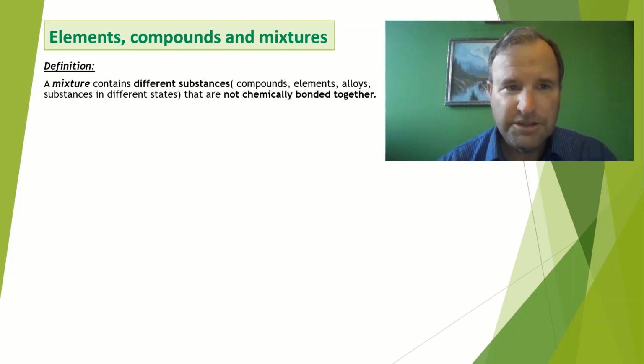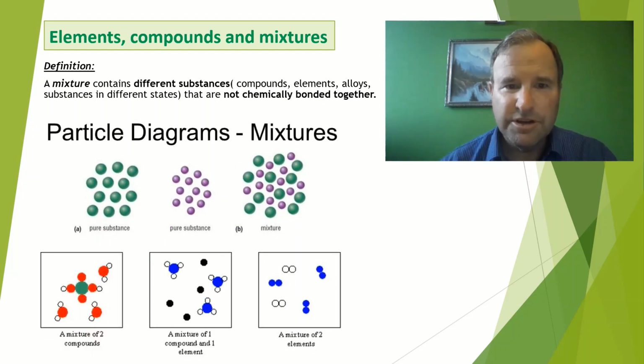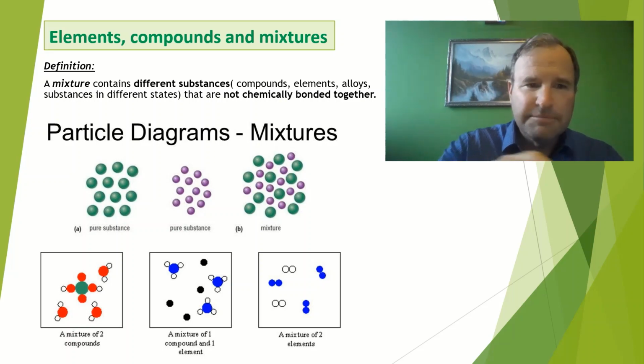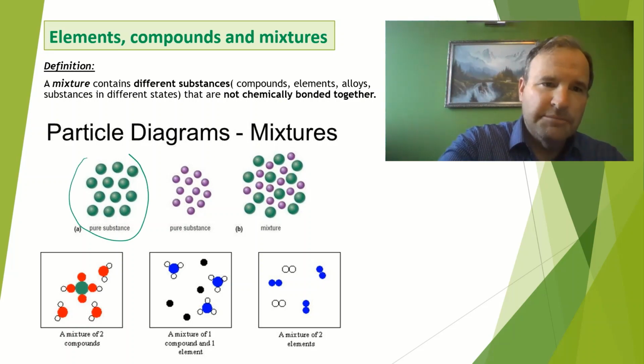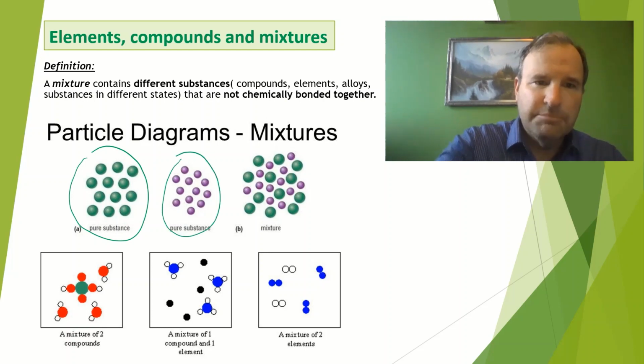Here's a definition of a mixture. A mixture contains different substances that are not chemically bonded together. Here's a diagram to show us what we mean. Here's a pure substance of monatomic elements. Here's another pure substance in purple.